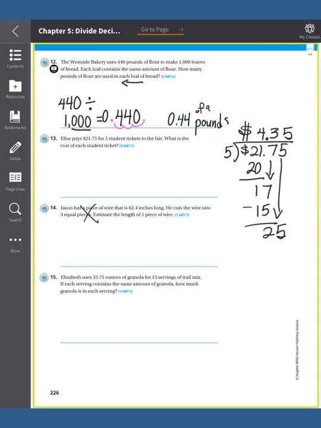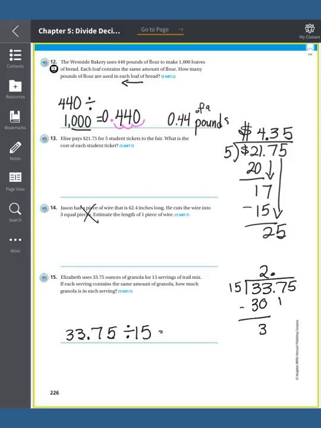All right, last problem. Elizabeth uses 33.75 ounces of granola for 15 servings of trail mix. If each serving contains the same amount of granola, how much granola is in each serving? So again, that's going to be 33.75 divided by 15. So you would put that into your little house. You would divide, subtract, bring down. Don't forget to put that right above there.